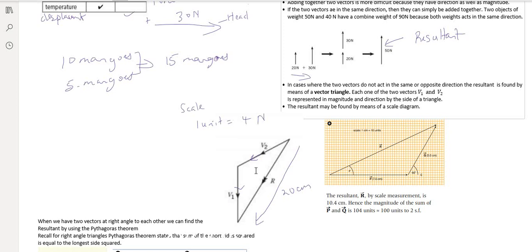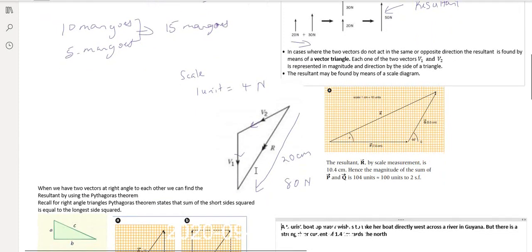So if this is my scale, then if I measured this to be 4 centimeters, in actuality my resultant vector is going to be 20 multiplied by the 4, because 4 represents one unit, and we're dealing with centimeters, so that's going to be 80 newtons. So that's how we would calculate it from this standpoint.